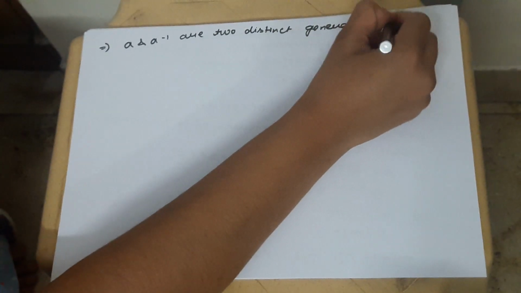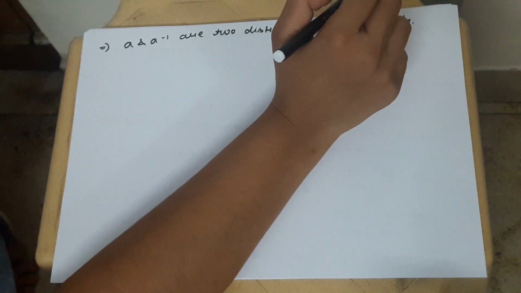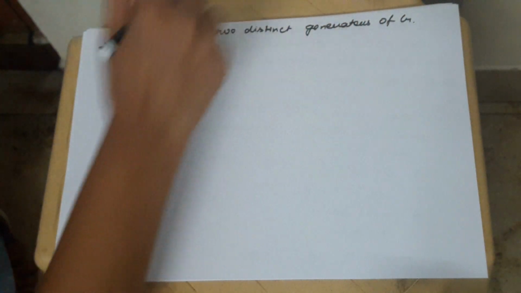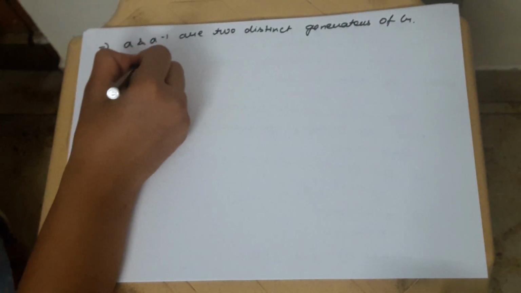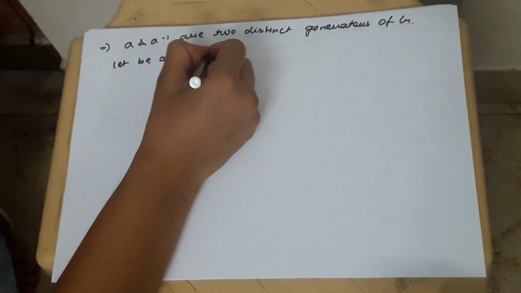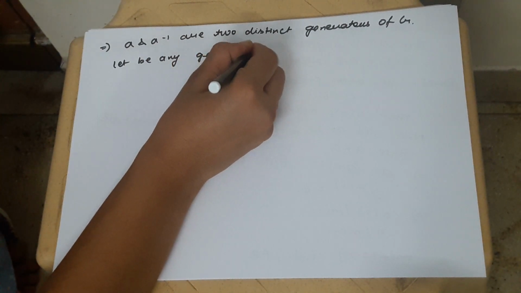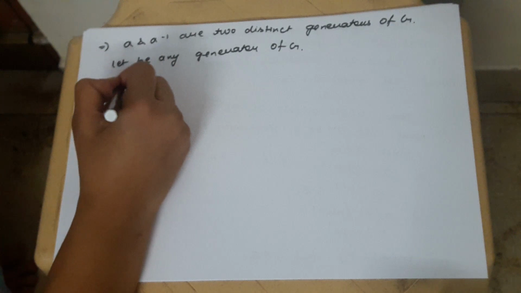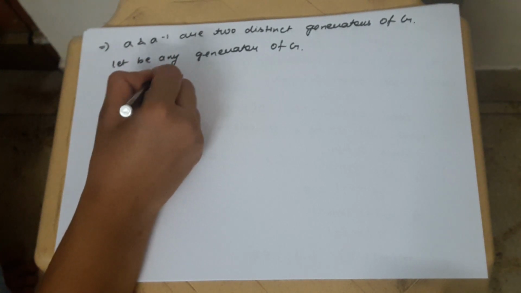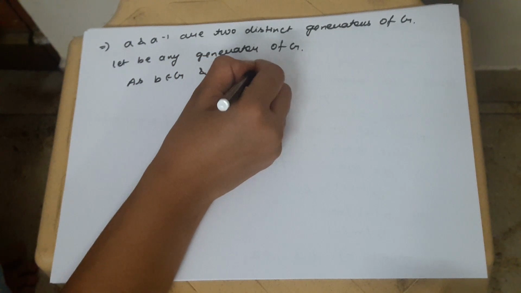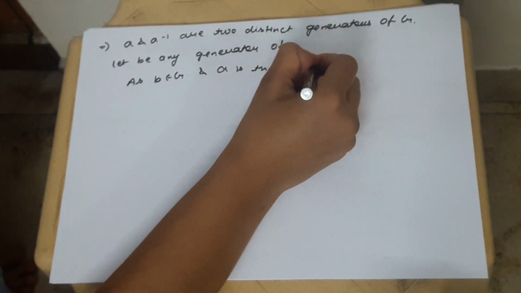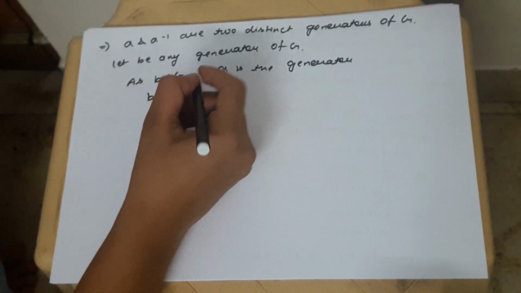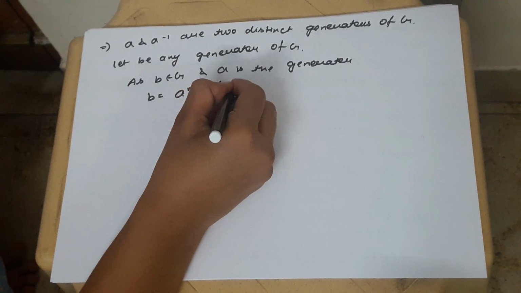Now we will prove that these are the only two generators of G. It can never have more than two generators. Now, let if possible, b be any generator of G. As b belongs to G and a is the generator, which implies b is expressible as a power of a, meaning b is equal to a to the power n for some n belonging to Z.